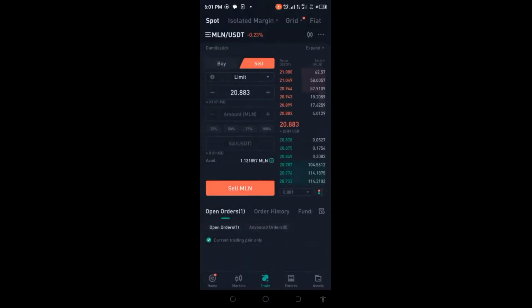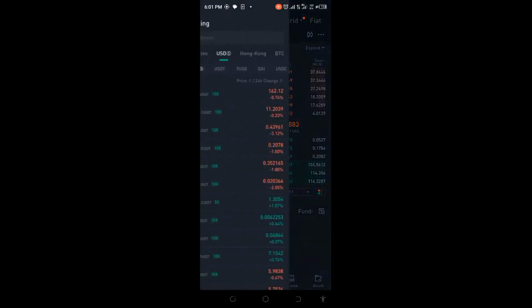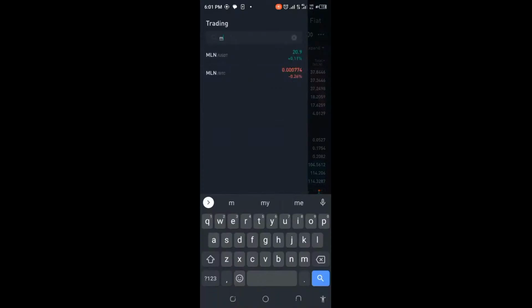But what I would do is try to sell this to BTC. I'll put my eyes on MLN USDT. If it crosses 20.9 something, I'm going to do this. Let me see what we have here. This is currently the price, but let's go back to our MLN. I just saw it as green. That's why I said, let me just cross over.